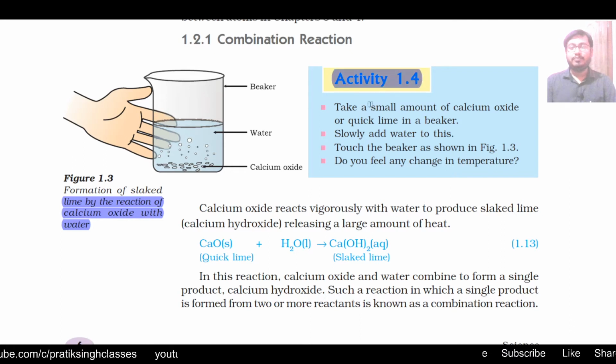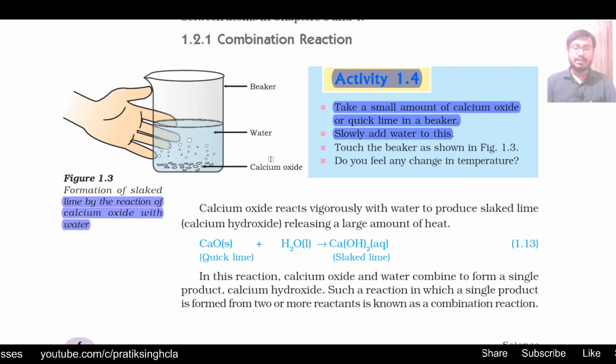Activity 1.4: take a small amount of calcium oxide or quicklime in a beaker. Calcium oxide, CaO, is also called quicklime. Slowly add water to it. Touch the beaker as shown in this figure. You will feel that the water has become hotter.